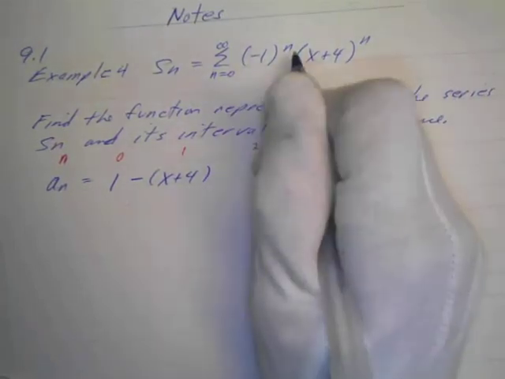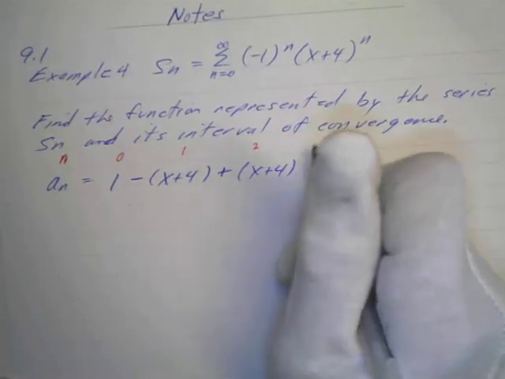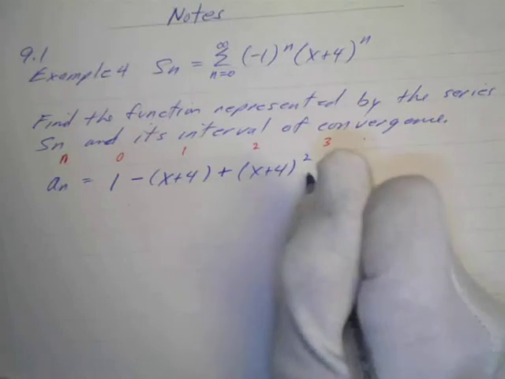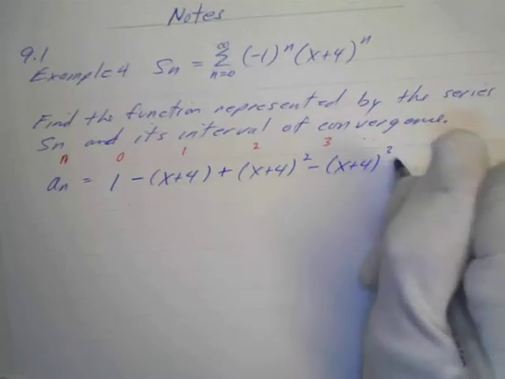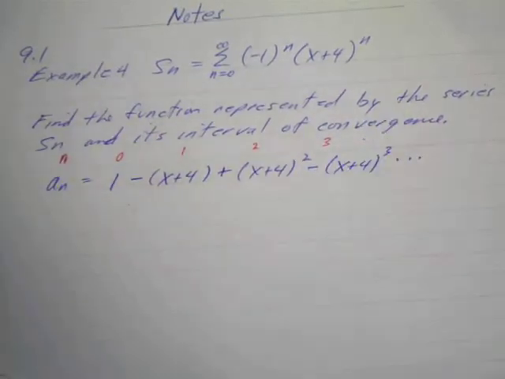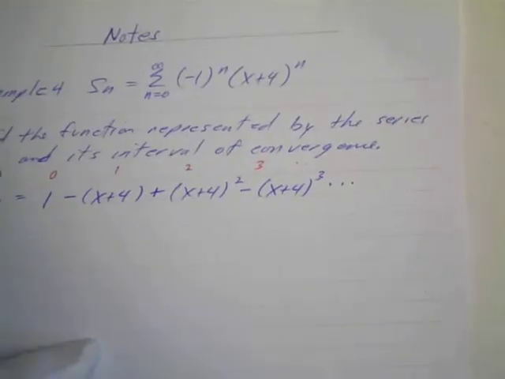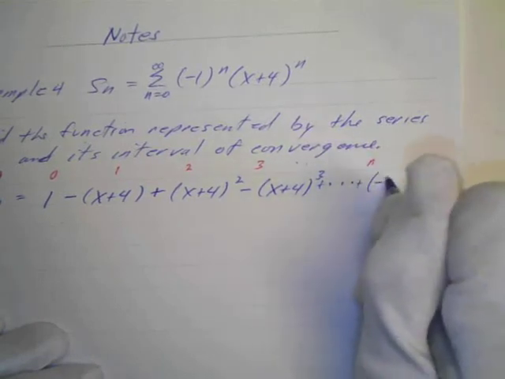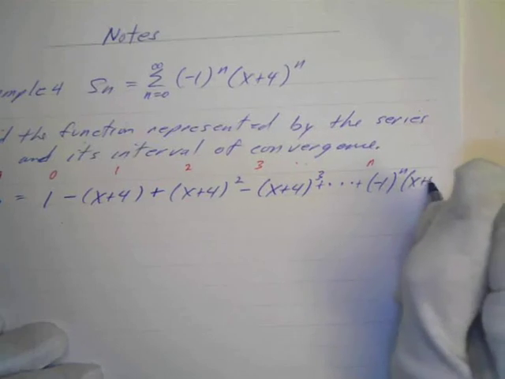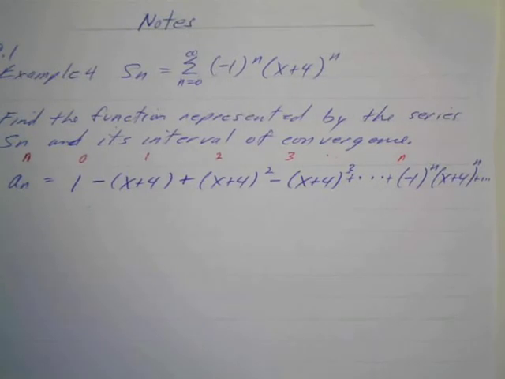And then when n is positive, even, this will be positive, so that's going to be positive 1 times x plus 4 squared. And then when n is 3, this would be negative, so we have an alternating series here, and x plus 4 to the third, and then dot, dot, dot. And this is our general term, the nth term: negative 1 to the n times x plus 4 to the n, plus dot, dot, dot. So there's an idea of what the series looks like.